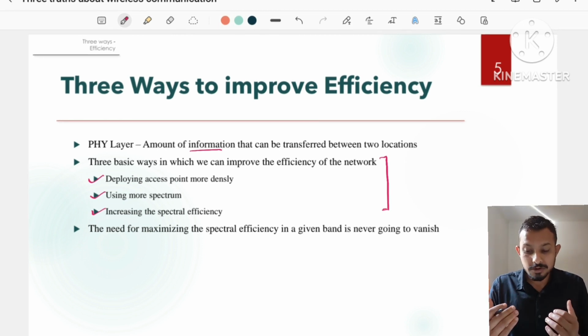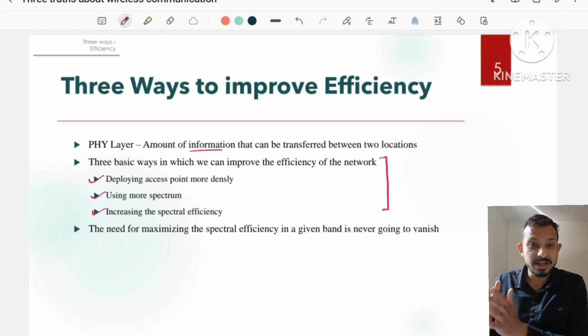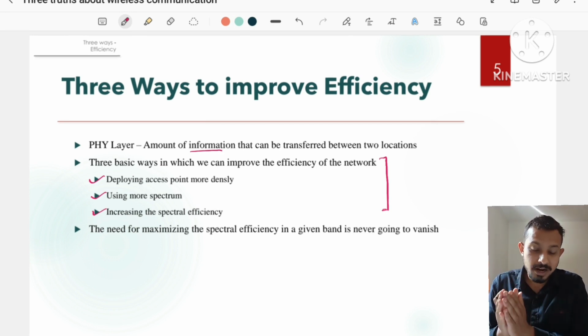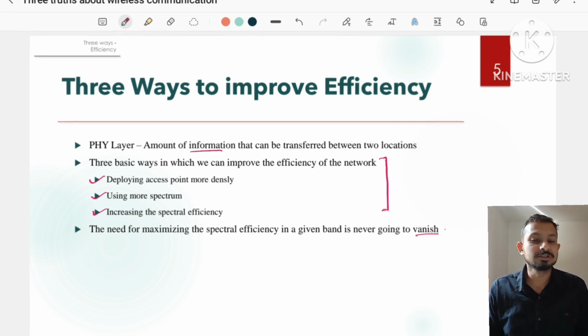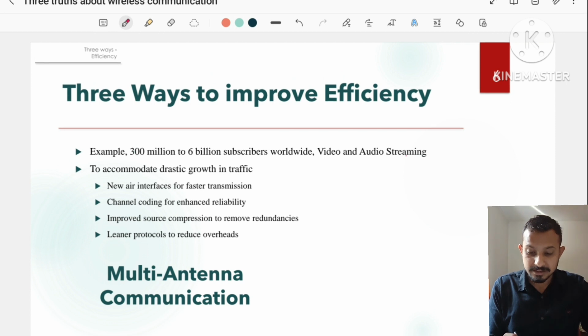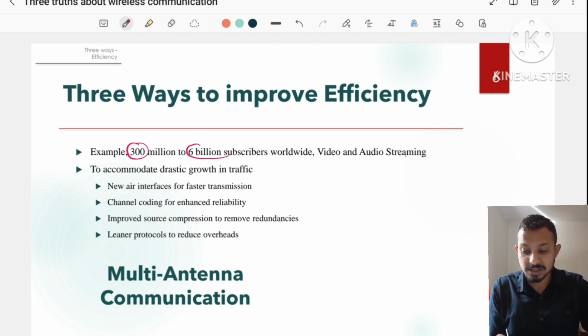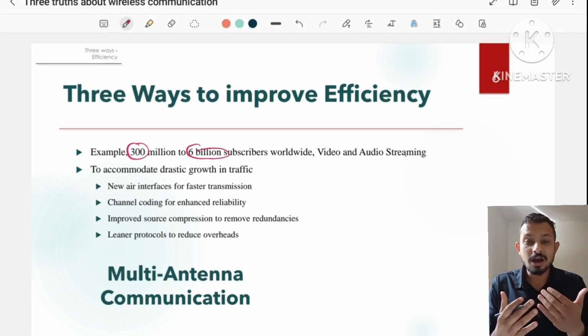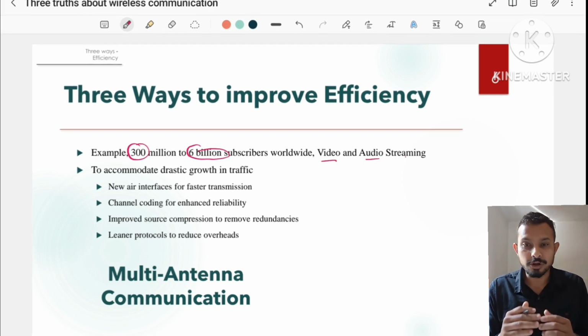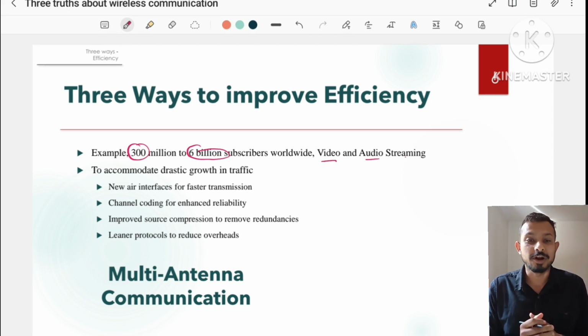Now, whether you increase the access point base station density or use new spectral bands, the need for maximizing the spectral efficiency is never going to vanish. Why so? Because, for example, in 1998 there were 300 million subscribers, and now it is 6 billion subscribers worldwide, where the majority of data is currently being utilized for end user applications such as video streaming and audio streaming, and they generate a bulk of traffic.